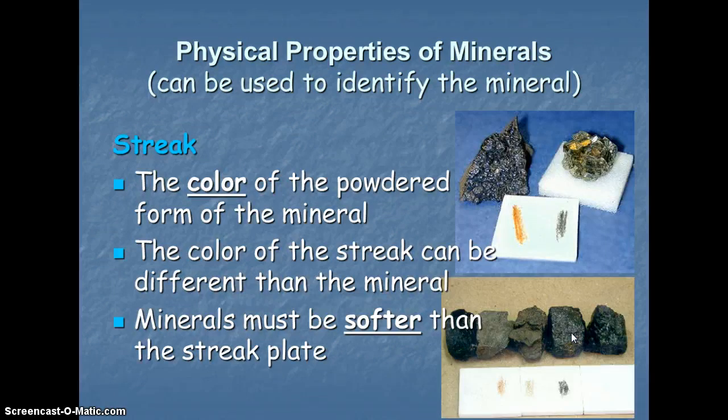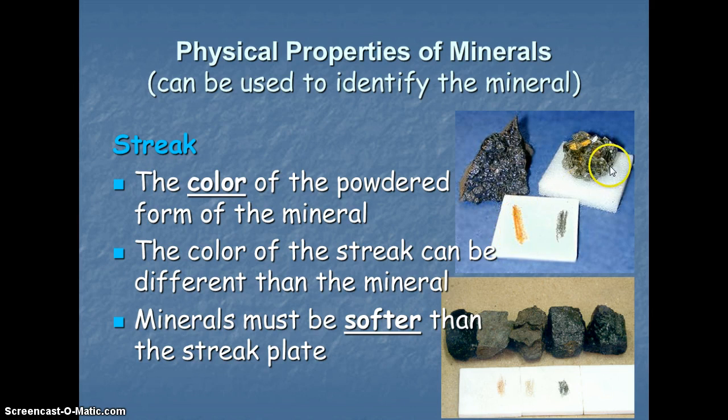Streak is another thing that can be used to classify a mineral. Streak is the color of the powder that's left behind from the mineral when you scrape it across a white tile. So this mineral was drug across, and that's the line that it left. These are streaks. Those colors can be used to identify what they are. The color can be different than the mineral. So like this one's a darker color, but look at its streak.